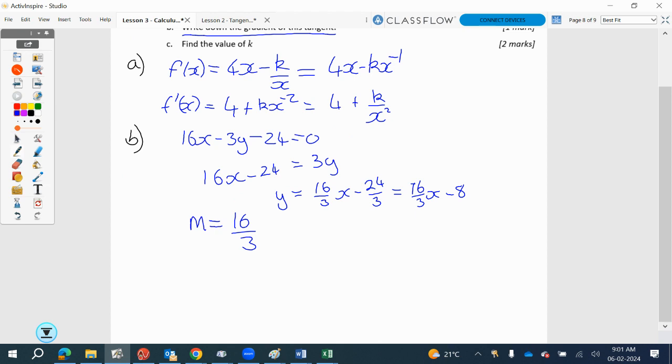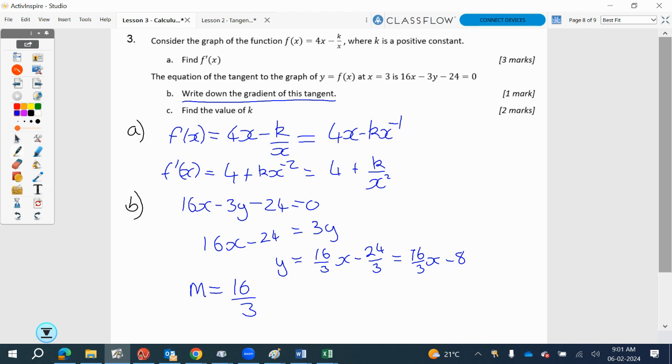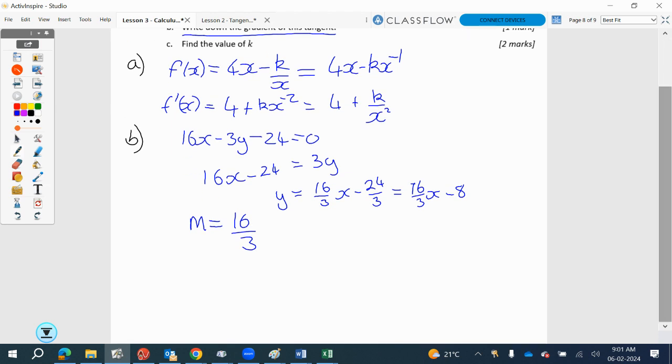Lastly, we need to find the value of k. So what have we got? We've got the function here, and we found the derivative. We equate the slope to the derivative. Okay, C. We've got 16 over 3 is equal to 4 plus k over x squared.